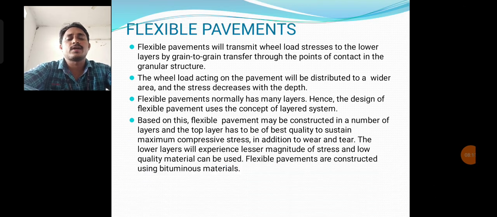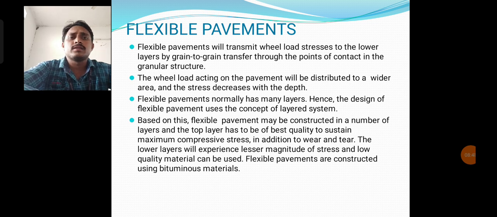First, flexible pavement. What is flexible pavement? It was already discussed: it is a bitumen road. Flexible pavement transmits the wheel load stress to the lowest layer by grain to grain transfer through the points of contact in the granular structure. In flexible pavement design, or in bitumen roads, we have four layers. From the bottom, these are soil subgrade, subbase, base, and fourth the surface course or wearing course.